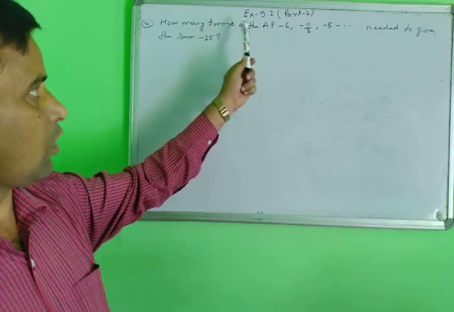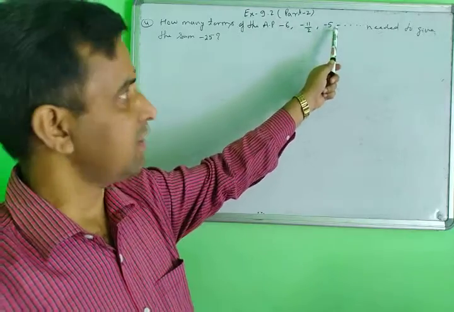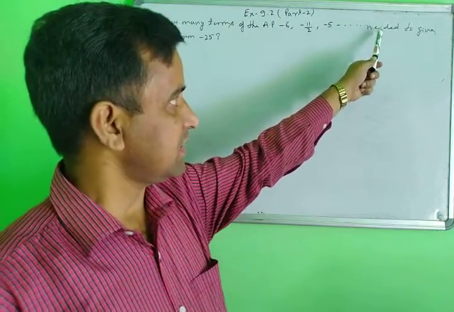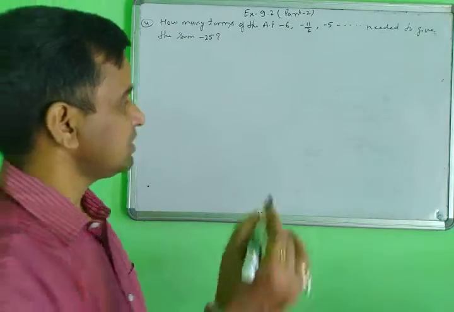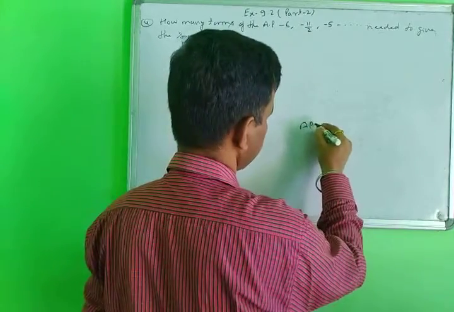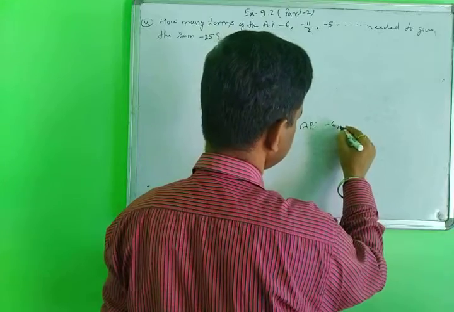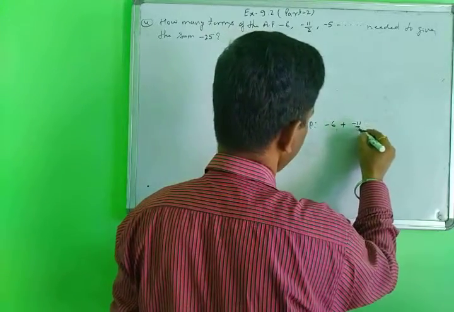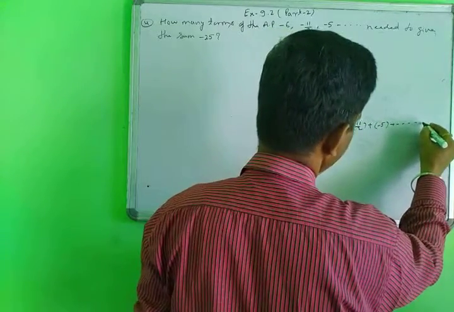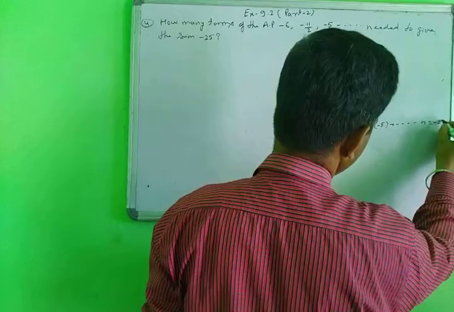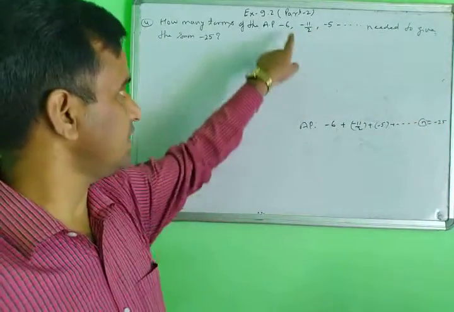How many terms of the AP minus 6, minus 11 by 2, minus 5, and so on, need to be taken so that the sum is minus 25? It means if this AP is given as minus 6 plus minus 11 by 2 plus minus 5 plus and so on, how many terms are required so that the result will be minus 25?